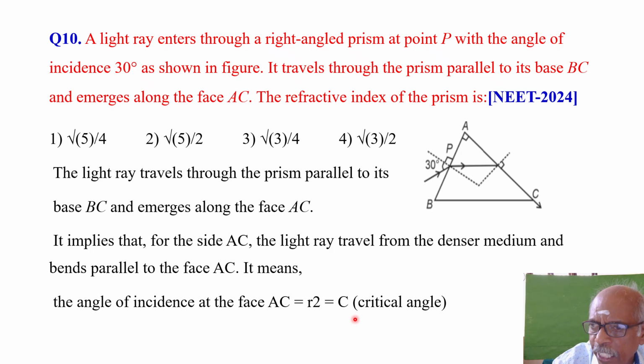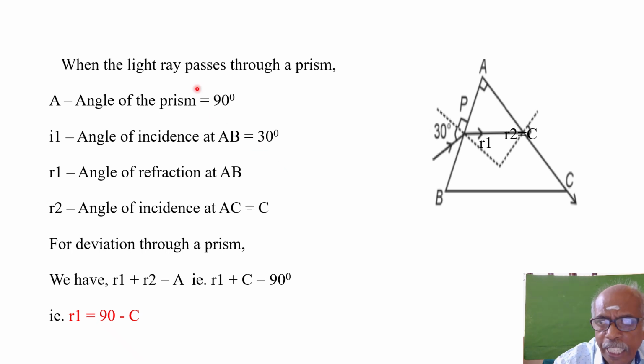Why is it called the critical angle? The light ray is traveling from the denser medium to the rarer medium, and after refraction it goes along AC. That is why we call it the critical angle. When the light ray passes through the prism, A is the angle of the prism, 90 degrees, as given in the question. I1, the angle of incidence at AB, is 30 degrees, also given in the question. R1 is the angle of refraction at AB. R2 is the angle of incidence at AC, which is equal to C.